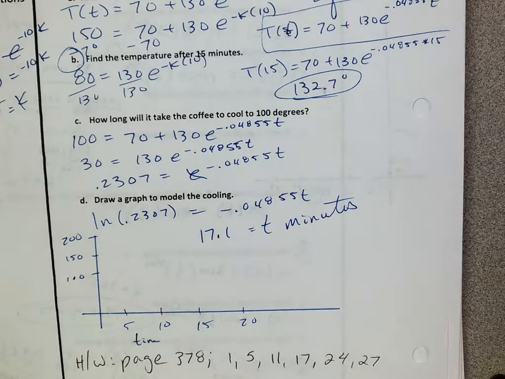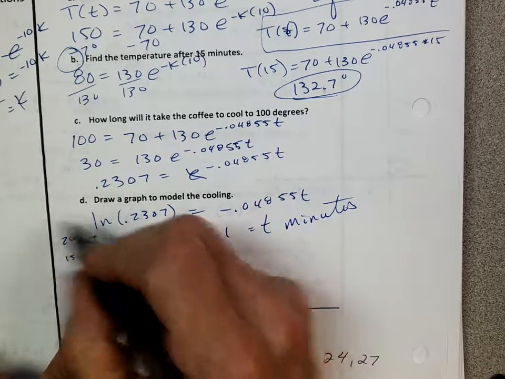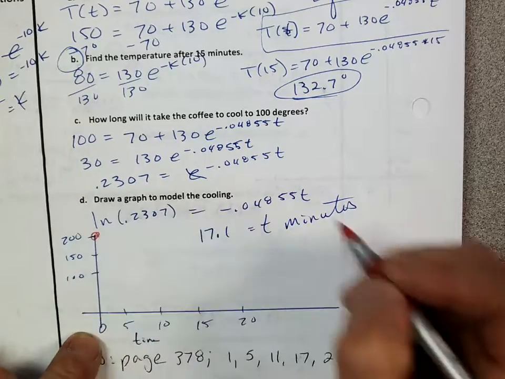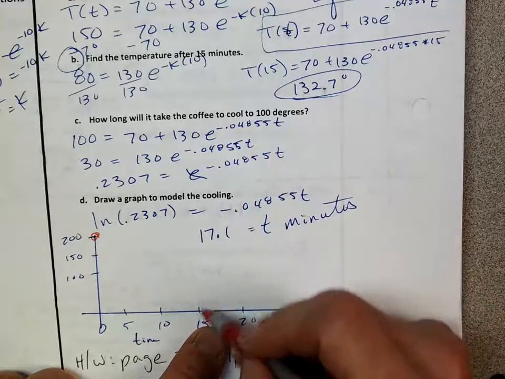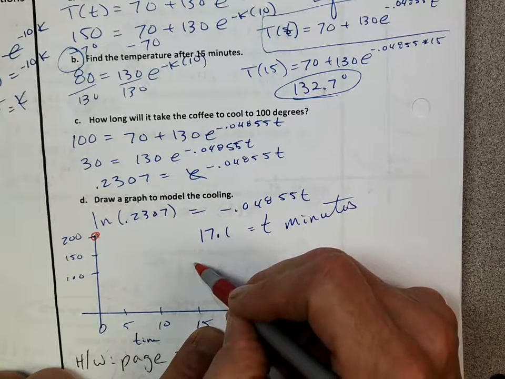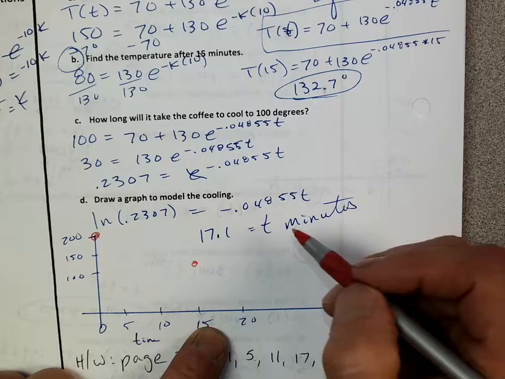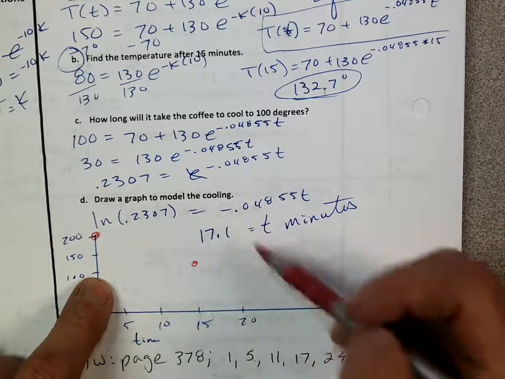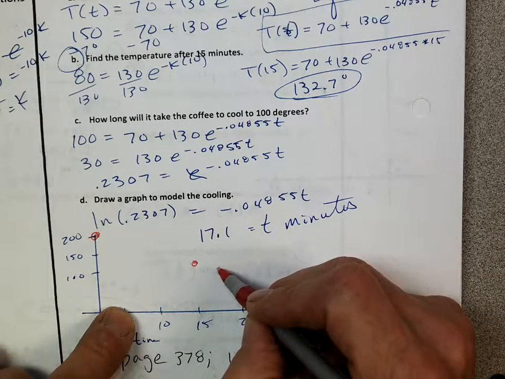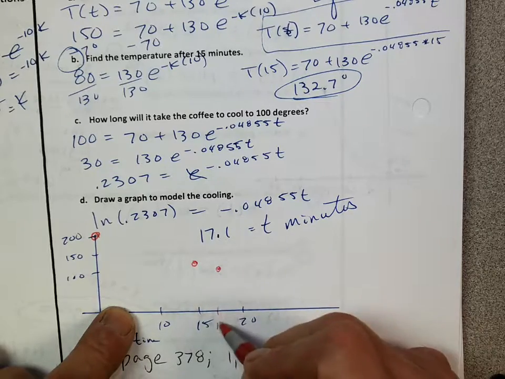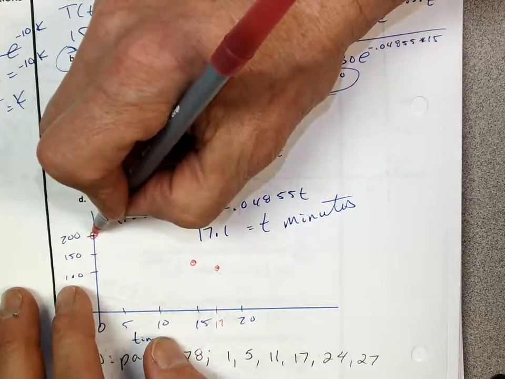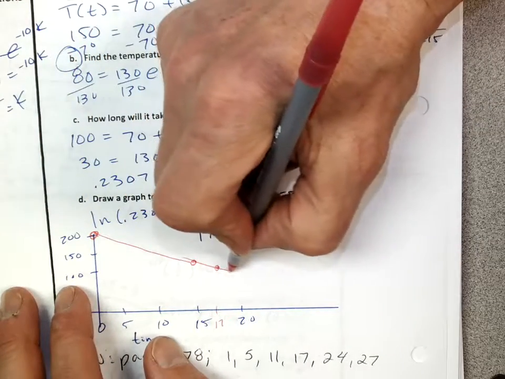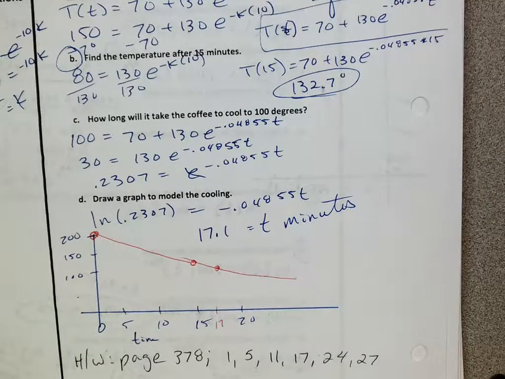So we don't need a calculator if we're just smart about this, all right? So at time 0, we're at 200. So I'm going to put a point at 200, right? I also know at 15 minutes, it was at 132. So I can guesstimate 132, right? So right about there, right? I also know it was 100 degrees after 17 minutes. So that's about 17 and about 100. And then I can just go like this. How's that?